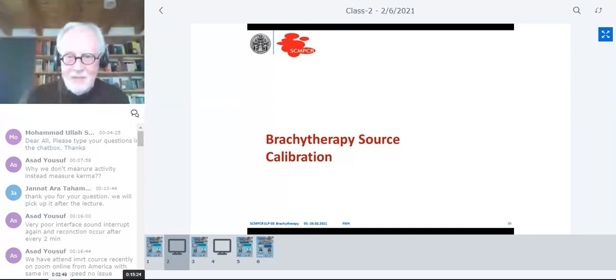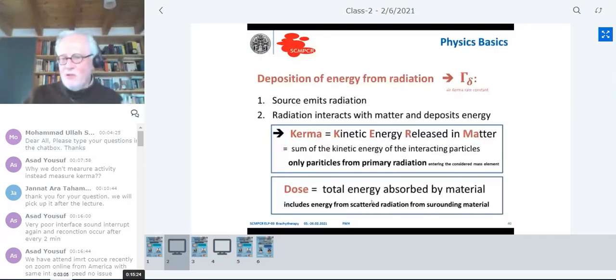Okay, I'll start from the point where I ended yesterday, and that was the next topic, brachytherapy source calibration. I just want to remind you of two things from yesterday's lecture. We will be speaking about kerma, the sum of the kinetic energy of the interacting particles stemming only from primary radiation entering the considered mass element, and dose, which is the total energy absorbed by material, which also includes the energy from scattered radiation from the material surrounding the considered volume.